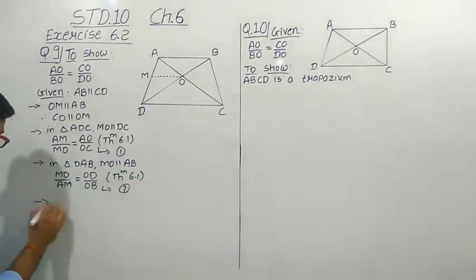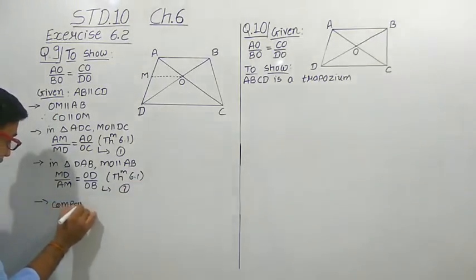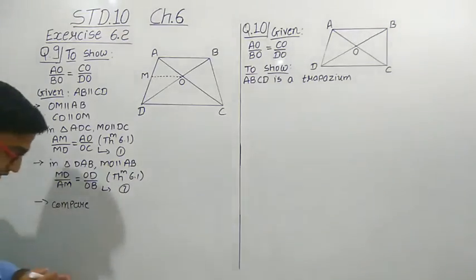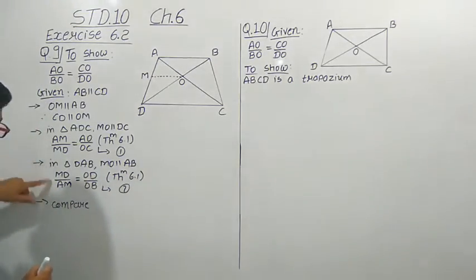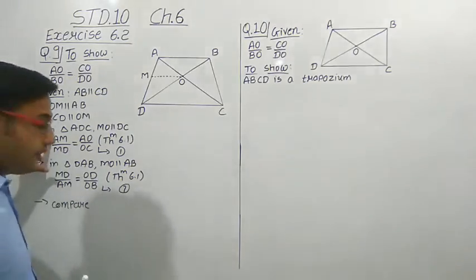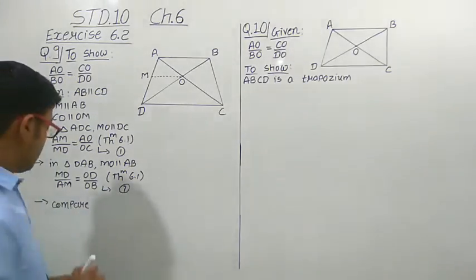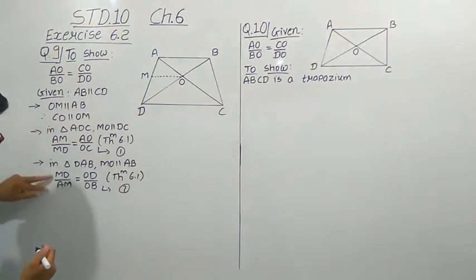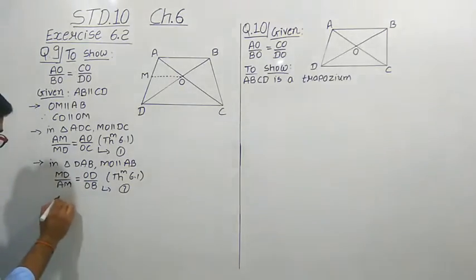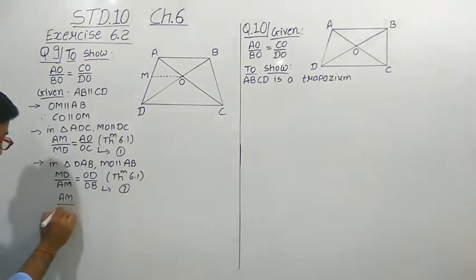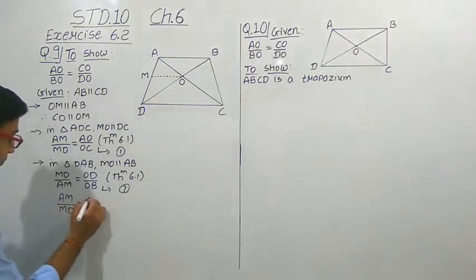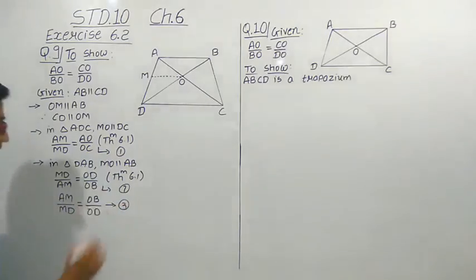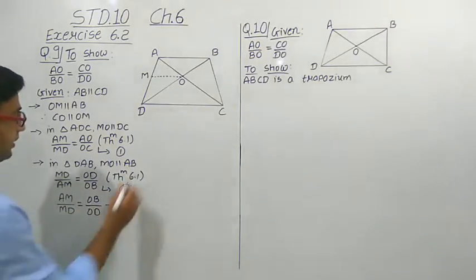Now compare equation number 1. Before we compare, you can see that AM is in the numerator in one equation but in the denominator in the other. So before we compare, we have to write the numerator as the denominator, and in the same way here also. So we can write AM upon MD is equal to OB upon OD. Give it equation number 3. Now compare the equation number.